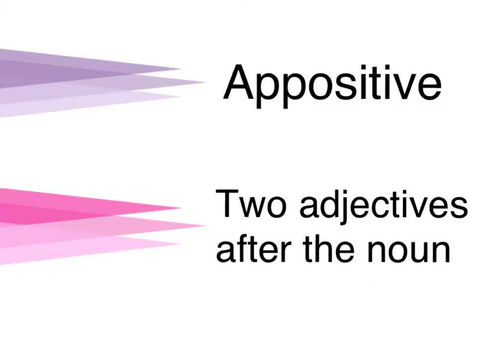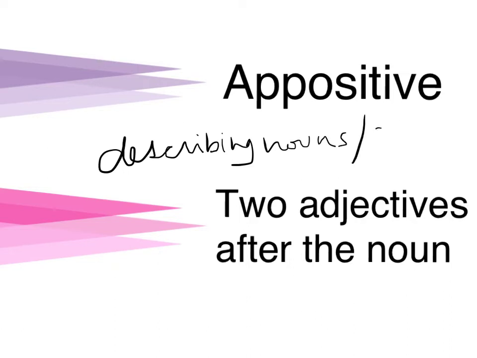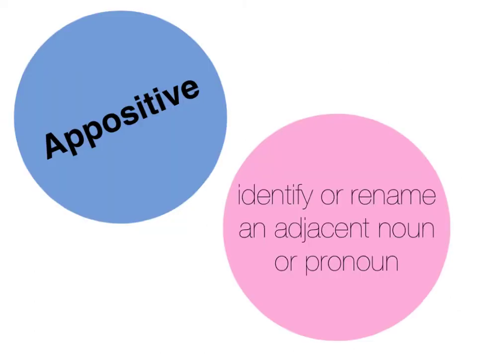Today we're looking at another 2 types of modifiers. We're looking at the appositive and the use of 2 adjectives after the noun. And these both have to do with describing the noun or the subject in a manner different than what we're used to. So let's quickly take a look at the definition of these.